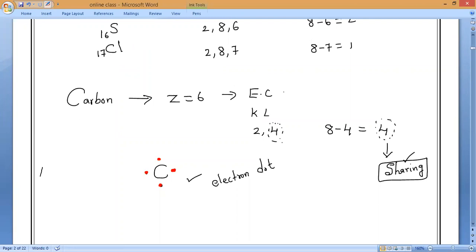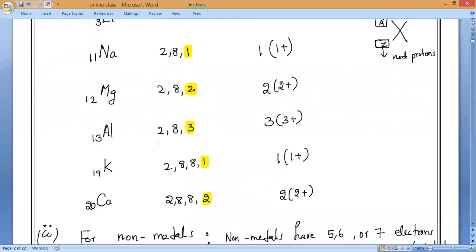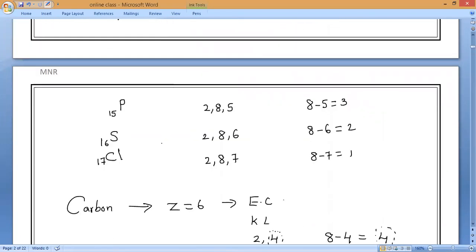Okay, electron dot symbols, or we can say Lewis dot symbols. Please remember, for class 10th we are going to write like this only. Okay, everybody, so this is about metals and non-metals valency. Now shall we form everything together so that it is easy for you to understand?